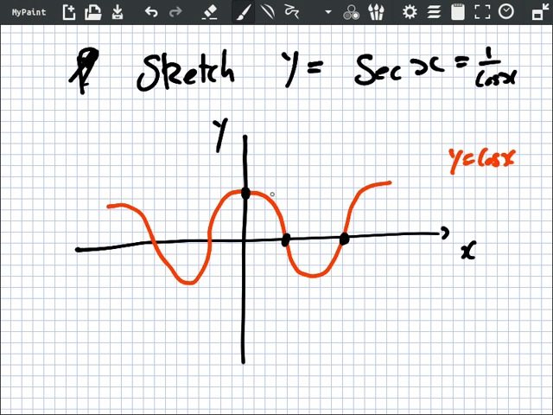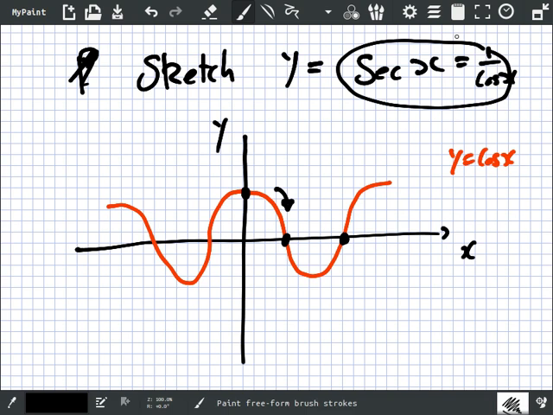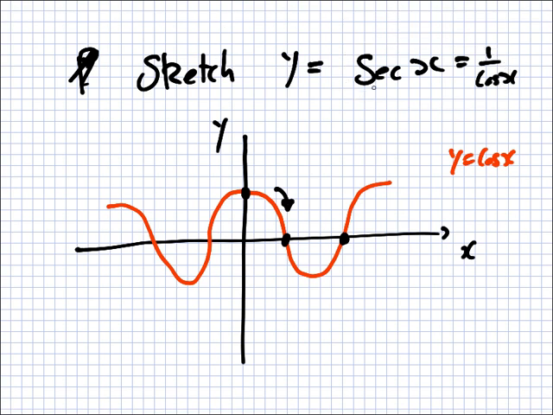So as this gets smaller, what happens to sec? If you look at the formula, what will happen to sec? If cos gets smaller, what happens to sec? Bigger. So this is what sec will look like. It will go up here and up here. And likewise, it'll go down here and down here.